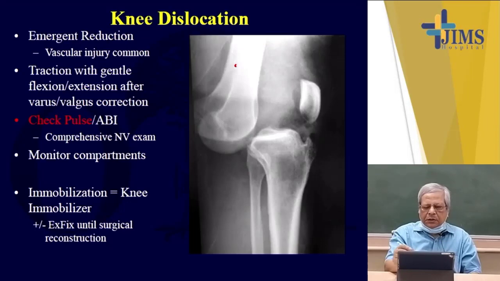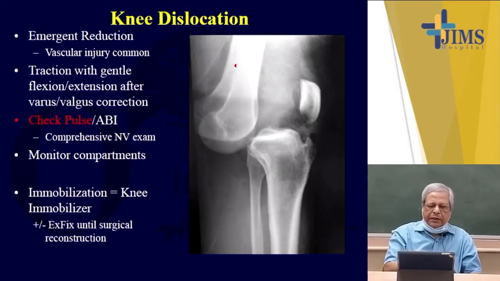Or even the nerves are here. The sciatic nerve is divided into two branches. Here, nerves may get stretched and lead to paralysis distally. Plus, cruciate ligaments are here. Both the cruciates are torn. That will have to be repaired or reconstructed later on.